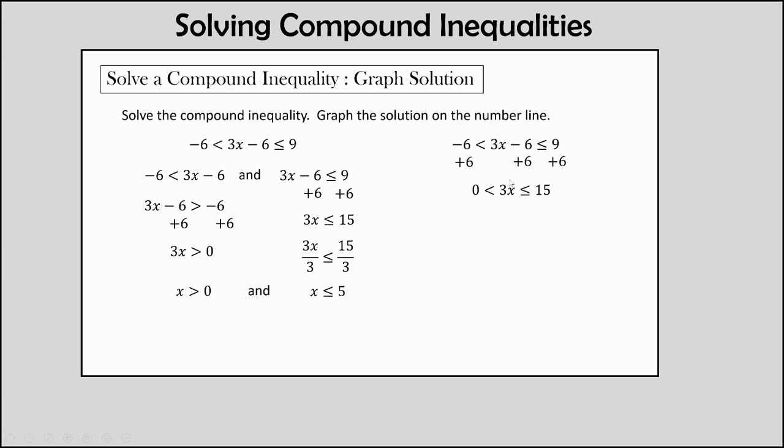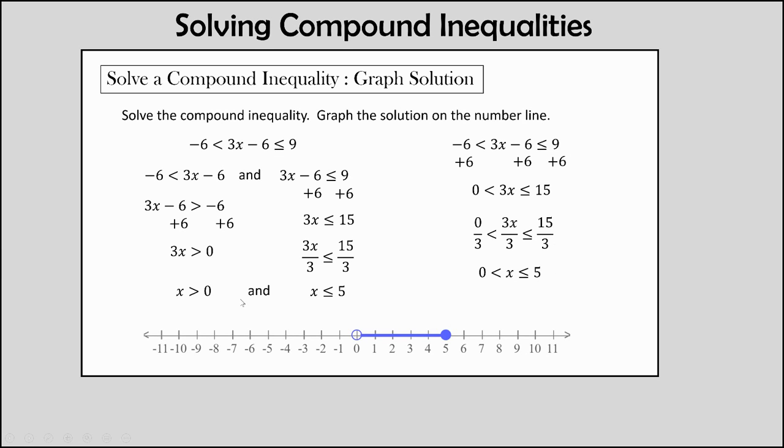Now I want to make that 3 become a 1. So I'm going to divide all sections by 3. That gives me 0 is less than x, which is less than or equal to 5. And if I graph it, these two graphs are the same, right? The answers to these two are the same, so it's the same graph. But anyways, if I look over here, x is greater than 0. So those numbers are greater than 0. And x has to be less than or equal to 5. So there's your group of answers.